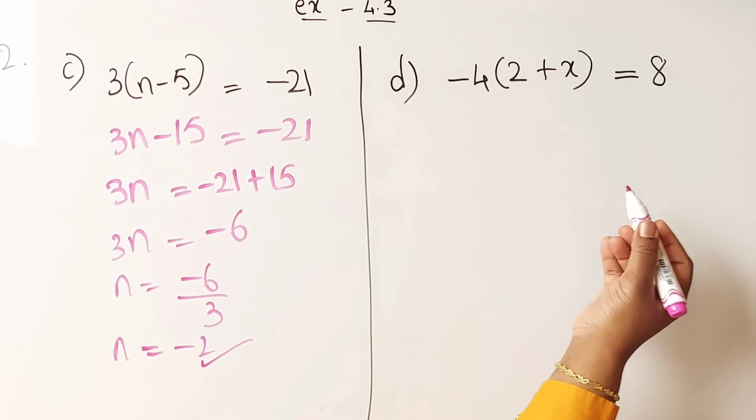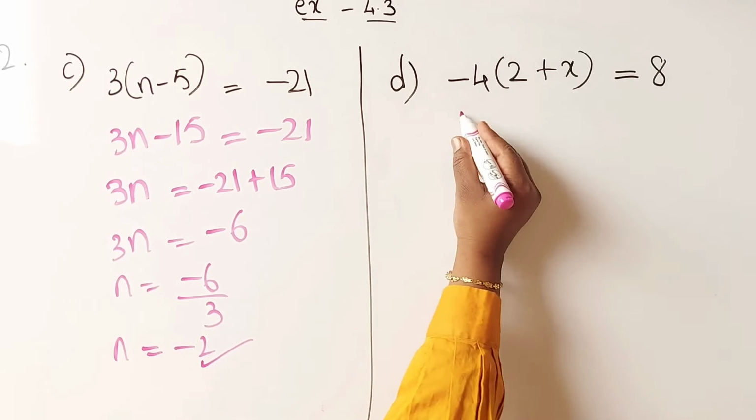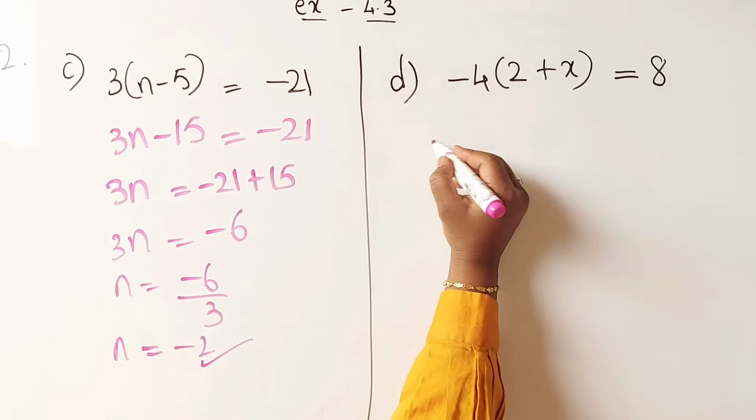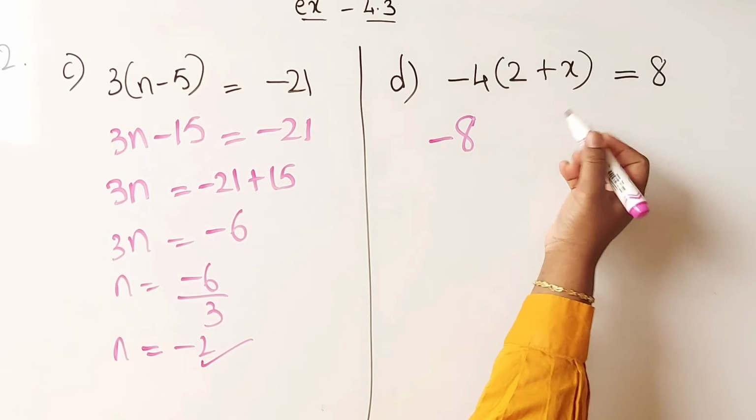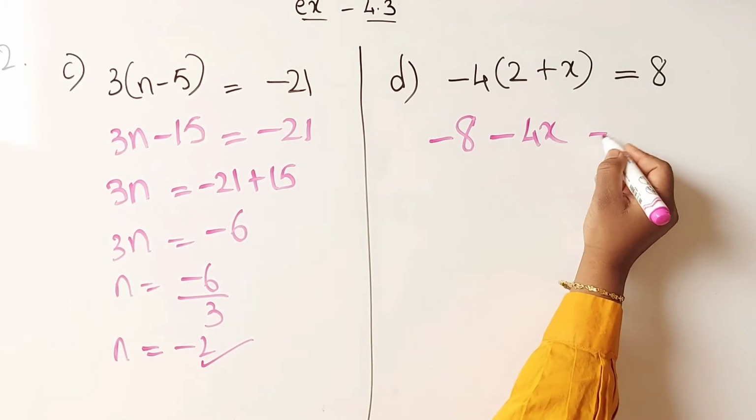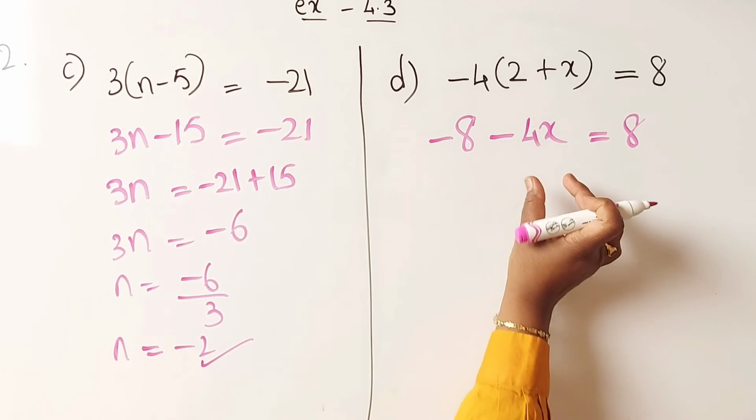Question D, minus 4 of 2 plus x equal to 8. Here also the same, multiply with minus 4. Minus 4 into 2, minus 8. Minus 4 into x, minus 4x equal to 8. Right? We want the x value.